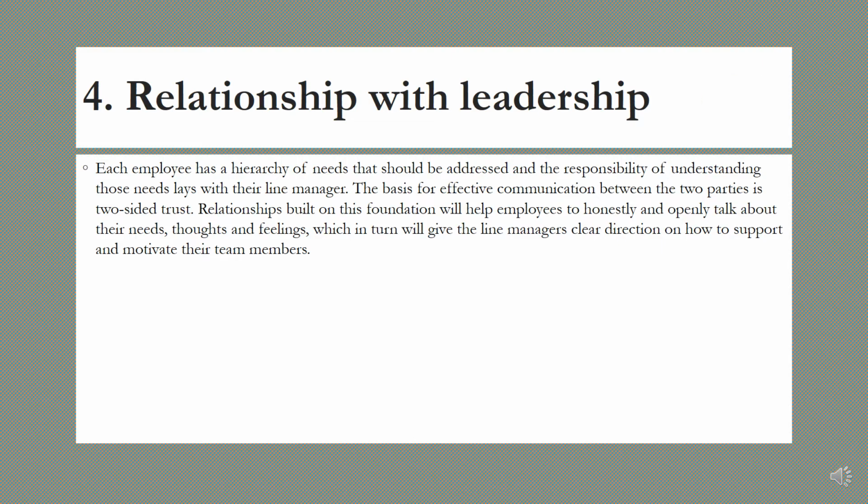Then we come to relationship with leadership. Now, each employee has a hierarchy of needs that should be addressed, and the responsibility of understanding those needs lies with their line managers. The basis for effective communication between the two parties is two-sided trust. So, relationships built on this foundation will help employees to be honest and openly talk about their needs, thoughts, and feelings, which in turn will give the line managers clear direction on how to support and motivate their members. So, it rests on the leader how he makes the employees comfortable to communicate what they are feeling.